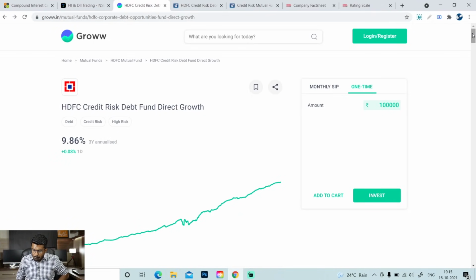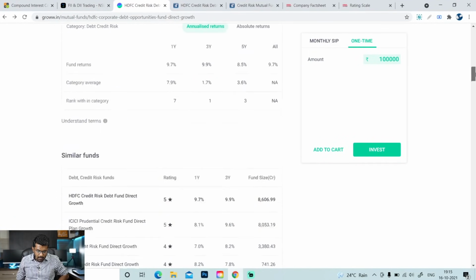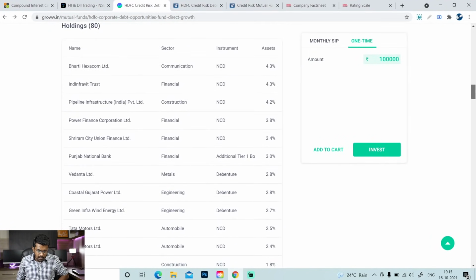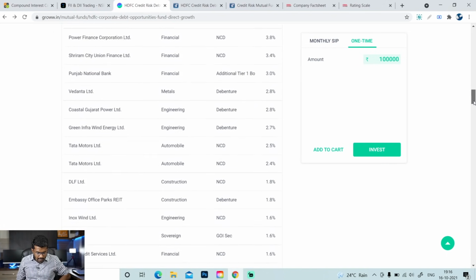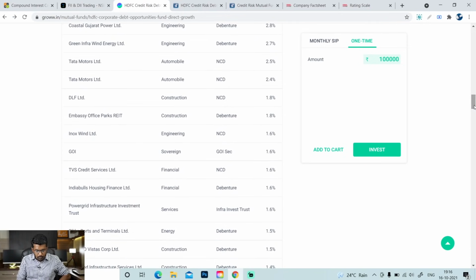Now what does this fund do is, they have given loans to many companies. Say, for example, Shriram City Union Finance Limited, they have given non-convertible debentures, and Vedanta, they have given debentures. Bharti Hexacom, they have given non-convertible debentures. Tata Motors, they have given, and DLF, they have given. Government of India, Inox Wind. So all these kind of companies have given debentures, right?